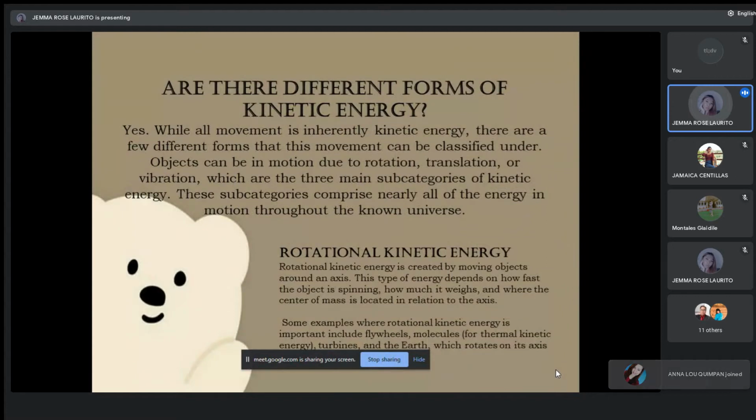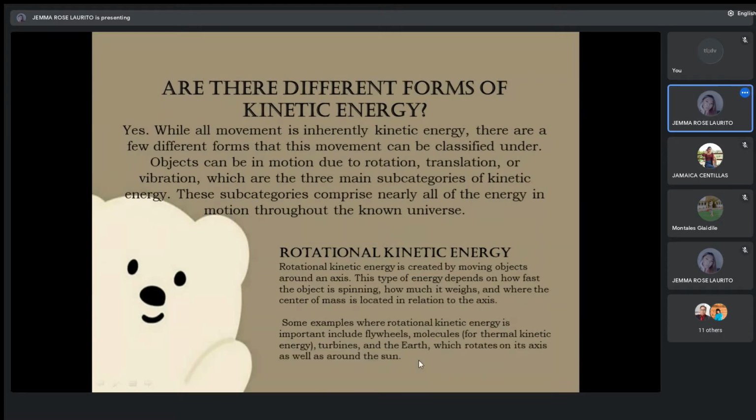Are there different forms of kinetic energy? Yes, there are different types. One of these is rotational kinetic energy. Rotational kinetic energy is created by moving objects around an axis. This type of energy depends on how fast the object is spinning, how much it weighs, and where the center of mass is located in relation to the axis. Examples where rotational kinetic energy is important include flywheels, molecules for thermal kinetic energy, turbines, and the Earth, which rotates on its axis as well as around the sun.